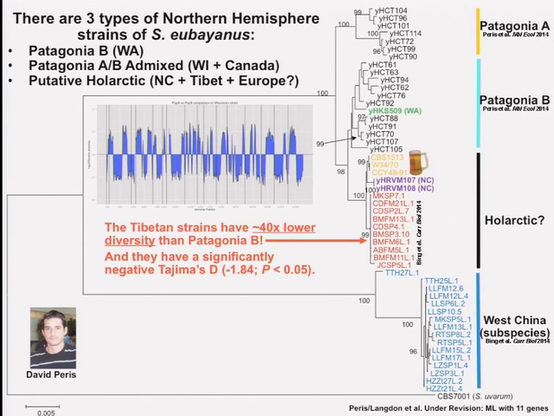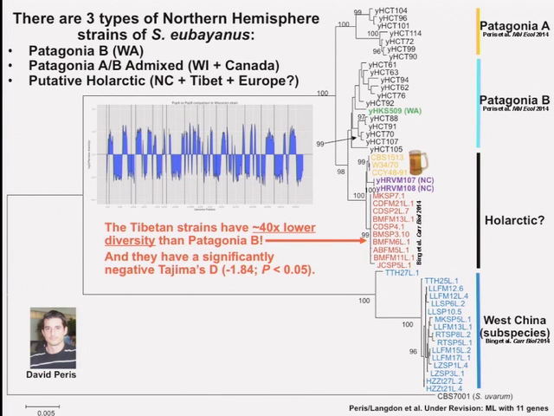And then finally we have this low diversity collection of strains that come from the whole Arctic region across North America, Asia, and also Europe. The interesting thing, if you look at these different populations, Patagonia A, B, and so forth, and also this distant subspecies, is that the only one with anything really unusual going on is the Tibetan lineage, which has a substantially negative Tajima's D, which could be an indication of a recent population expansion. You can also see it has very little diversity relative to either Patagonia A or Patagonia B.